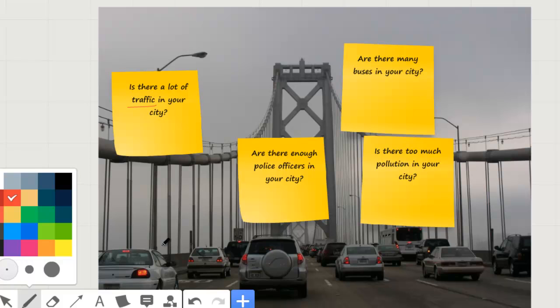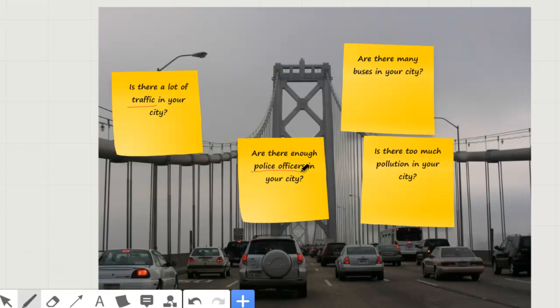And as you're answering these questions that I just posed, I want you to identify the nouns that I'm using. So tell me whether the nouns that I'm using, whether they're count or non-count. So for example, traffic is the first one. Is that count or non-count? Police officers, is that count or non-count? Buses, is that count or non-count? And pollution. Is that count or non-count?